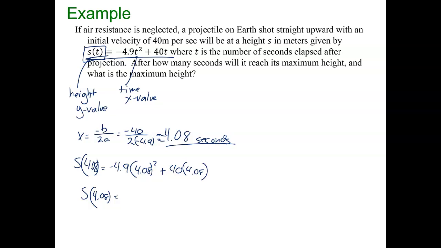You should double check your math. That's why more than one person should do it. Exactly. Negative 4.9 times 4.08 squared.